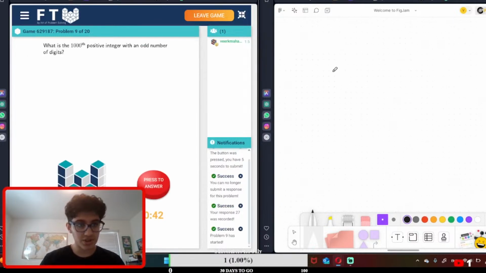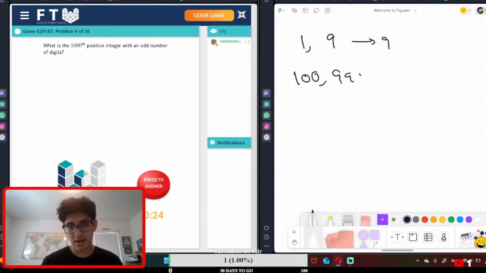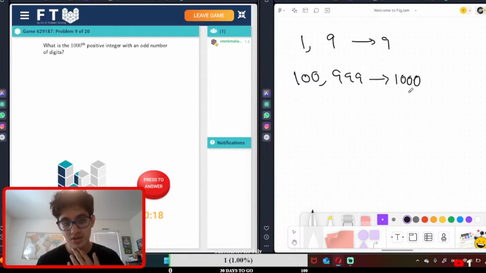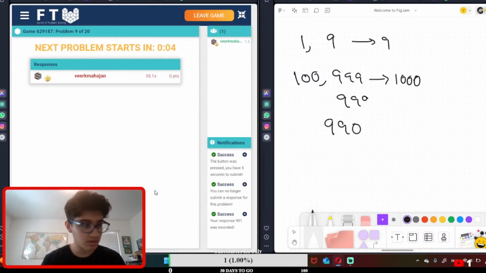What is the thousandth positive integer with an odd number of digits? Sorry, 1,000. So there'll be 1 until 9, which is 9. We'll have from 100 until 999, which is 900. Okay, so 9, this is 909. So we can just count back 90, right? That will give us 10 plus 990. So it should be 991, right? 991.